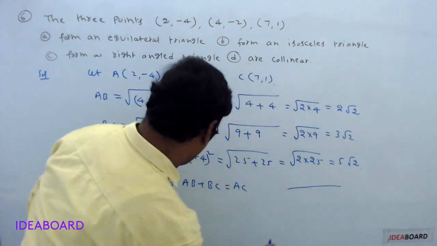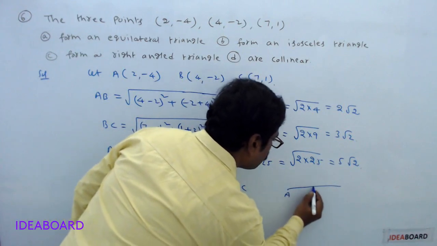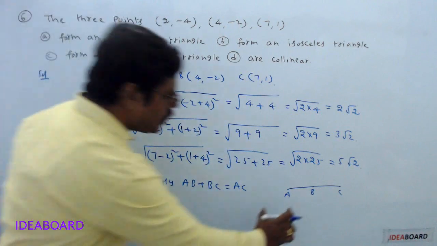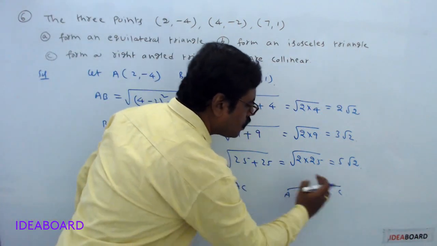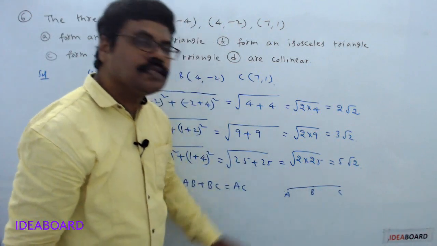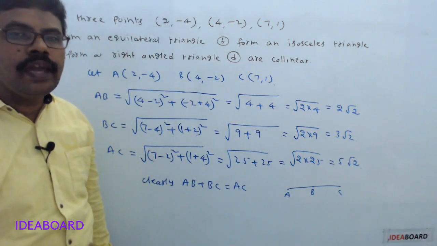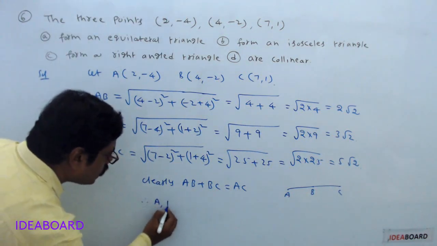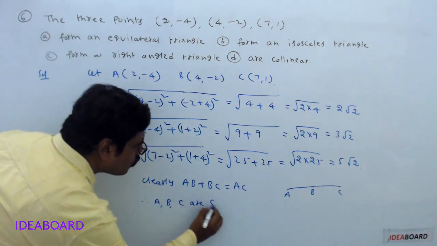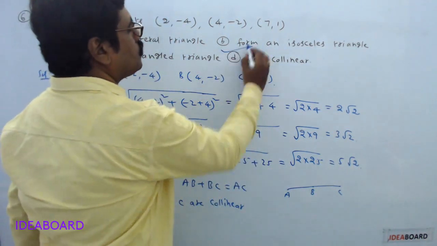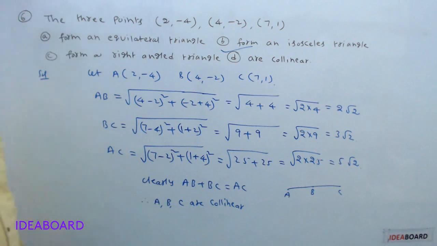Now see the diagram. This is the point A, this is the point B, this is the point C. So AB plus BC equals AC. It means the given 3 points lie on the same line, so the points are said to be collinear. Therefore A, B, C are collinear. So what is your answer? Fourth option.